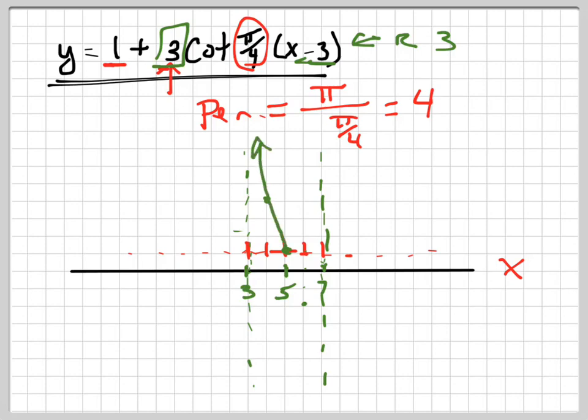So your graph looks like this. It's a little more curvy than that, probably. Make it a little curvy. And then, again, another 4. 1, 2, 3, 4. There's another asymptote. Because why? Because the period's 4. 1, 2, 3, 4. There's another asymptote.